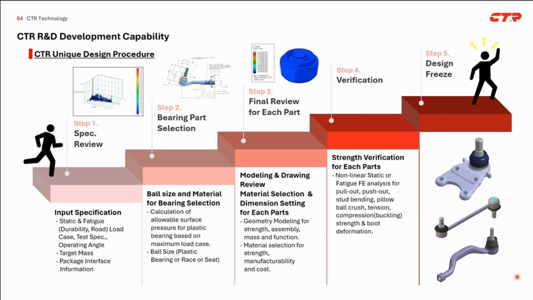Now let's take a look at how CTR designed the product. Unlike our competitors, we don't just copy genuine parts. From step 1, specification review, to step 5, design freeze, we follow CTR's unique design procedure as an OEM. First, we review static and fatigue load cases, test specifications, operating angles, target mass, and package interfaces. Following this, we carefully select ball bearing materials and size based on allowable surface pressure calculation. Then we set fixed materials and dimensions for all components.